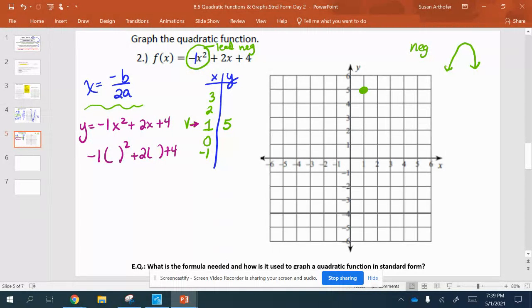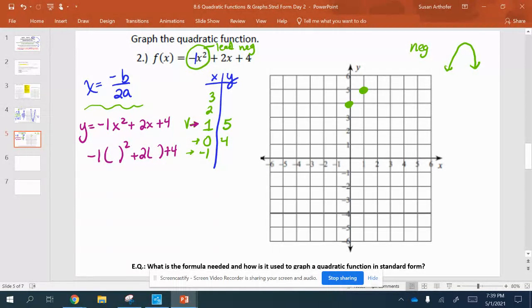Okay. So I'm going to go ahead and plug in the 0 next because 0 is easy. 0 squared is 0 times the -1 would be 0. 2 times 0 is 0 plus 4. So our y is just equal to 4. I'm going to plot that dot. 0, don't move. Up 4. It's right here. Going to erase my green. Going to plug in another number.